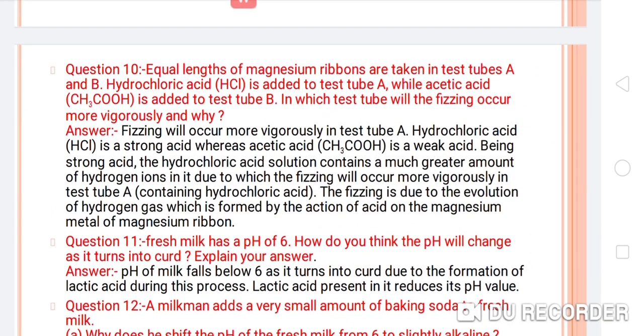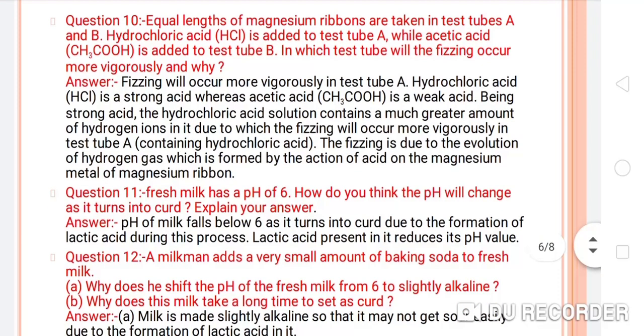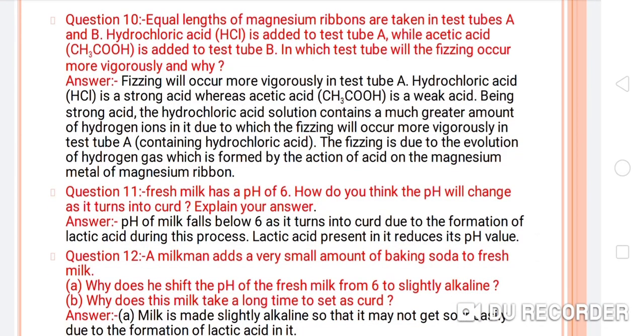Equal lengths of magnesium ribbon are taken in test tubes A and B. Hydrochloric acid is added to test tube A while acetic acid is added to test tube B. In which test tube will the fizzing occur more vigorously and why? The answer is fizzing will occur more vigorously in test tube A because hydrochloric acid is a strong acid and it will enhance the rate of reaction.